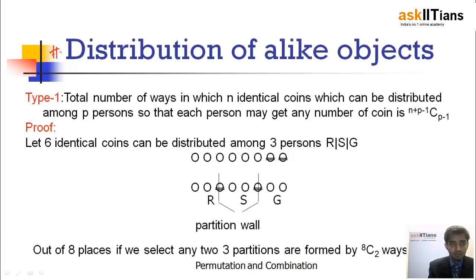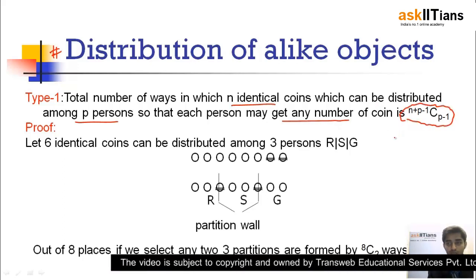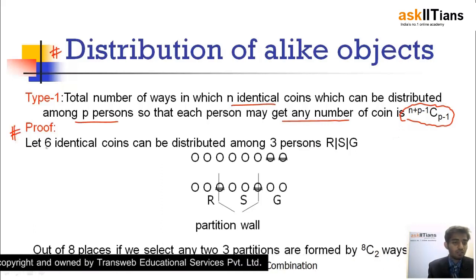Let us look at the distribution of alike objects. If I want to distribute n identical coins among p different persons such that each person gets any number of coins, then the total number of ways of doing so will be given by n plus p minus 1 c p minus 1. Now let us see the proof of this through an example.